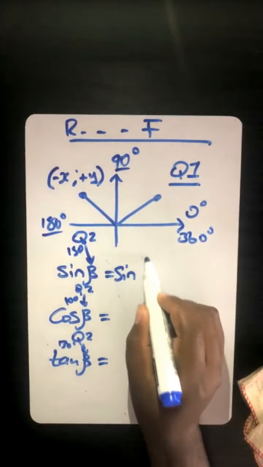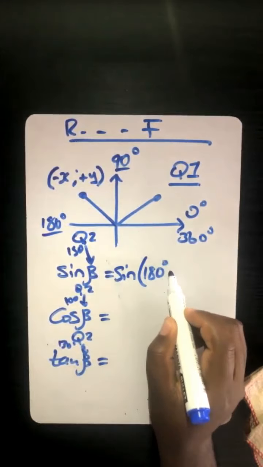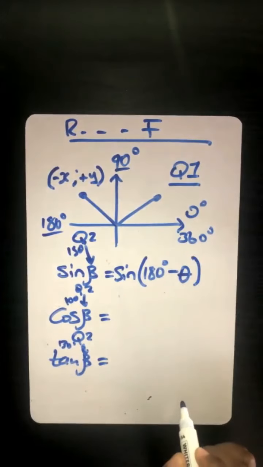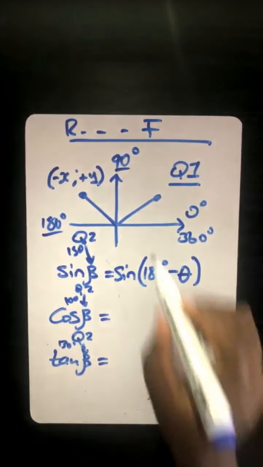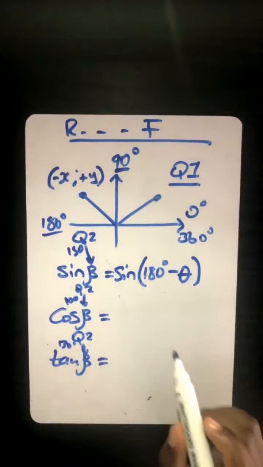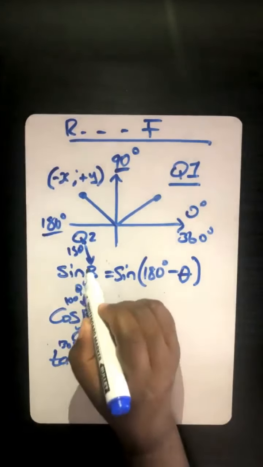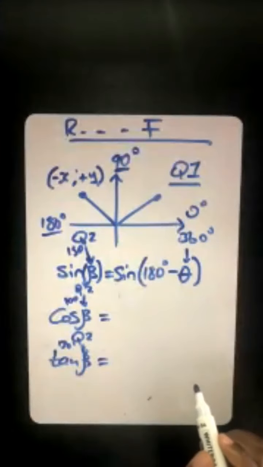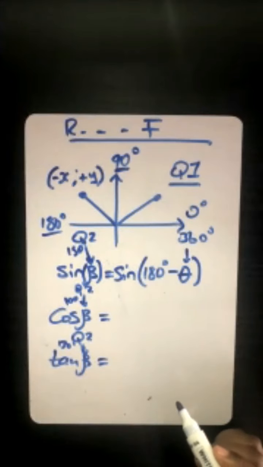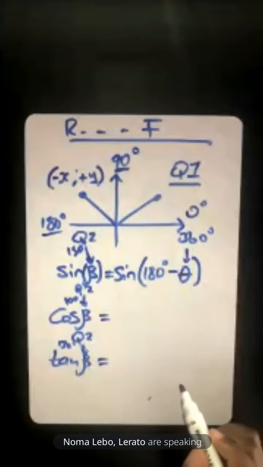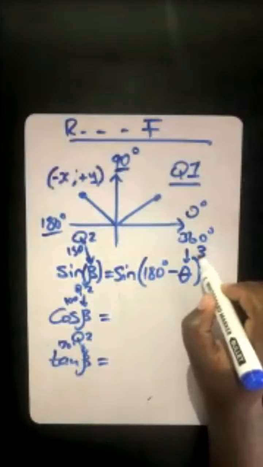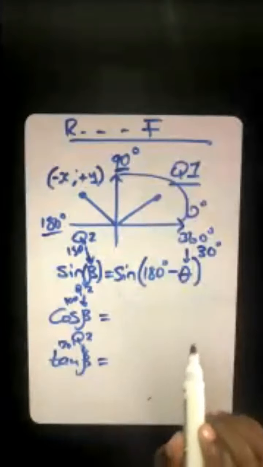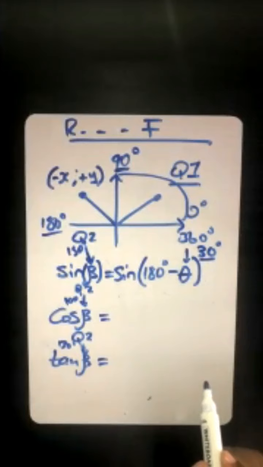Sine of 180 degrees minus, let's say, a certain angle, and this angle must be less than 90. So if we have 150 as our angle there, what will this angle be? 30, sorry, 30. So can you see now, 30 degrees falls within the first quadrant. For now, guys, that is the most important part that we are interested in.